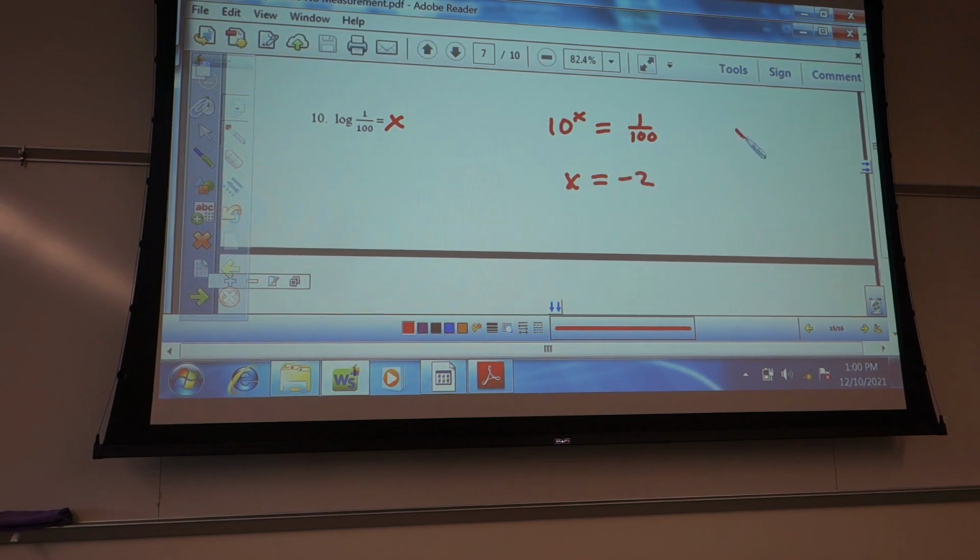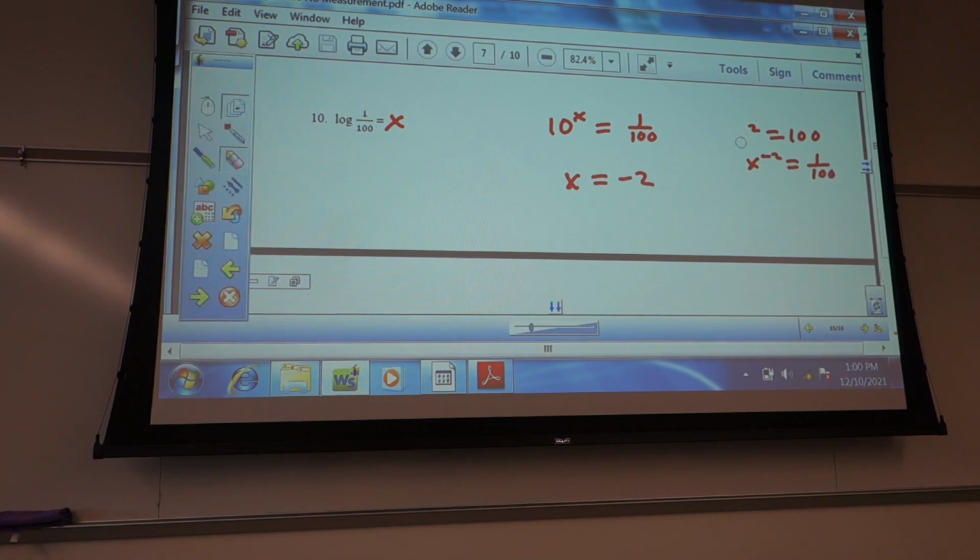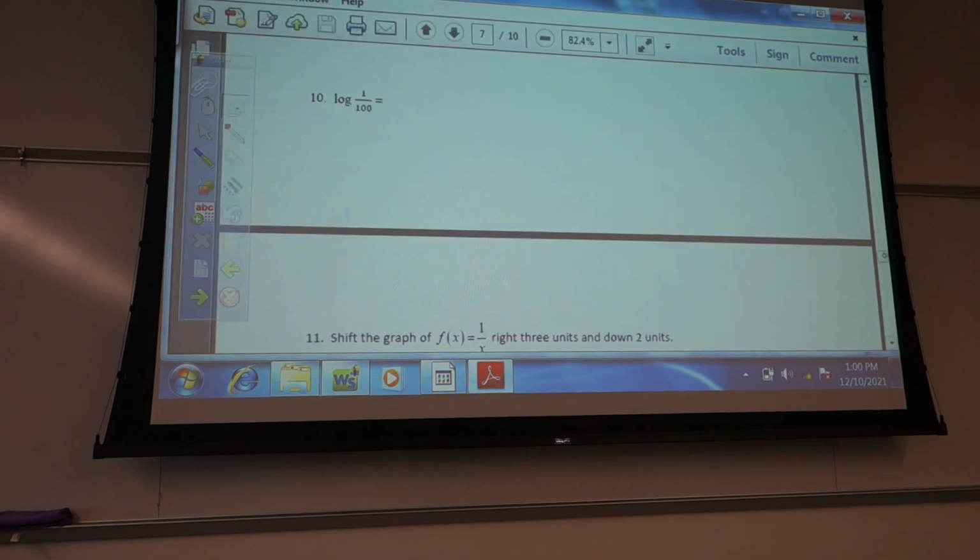10 to the second equals 100. 10 to the negative 2 equals 1 over 100. So x is negative 2. There we go. Okay.